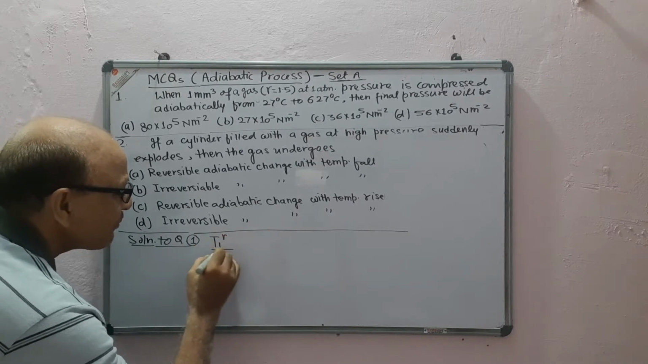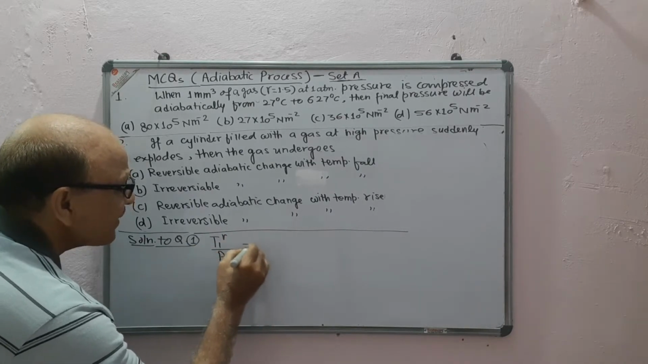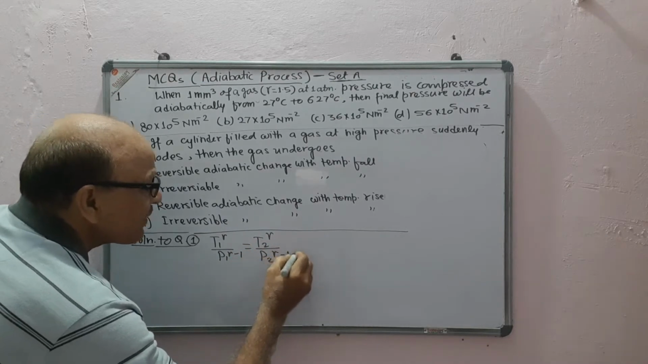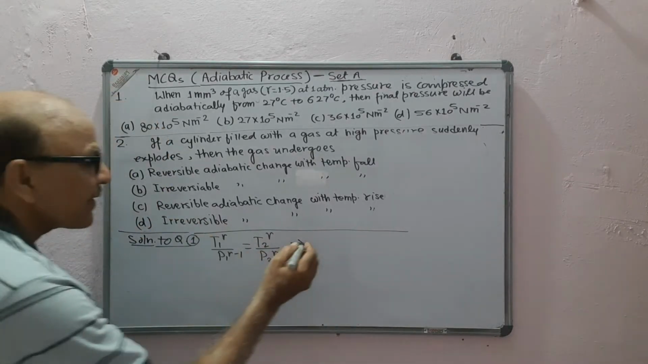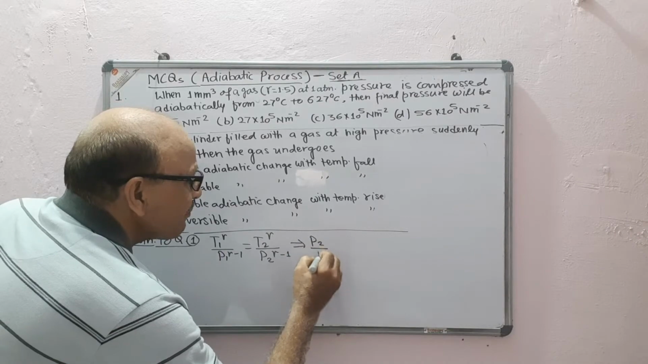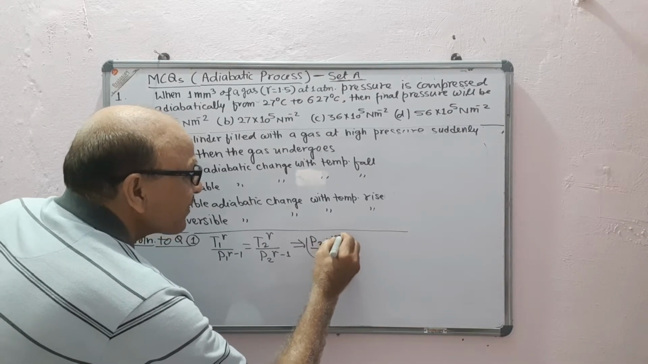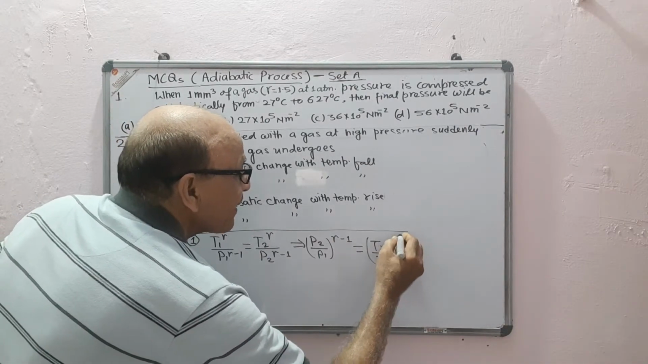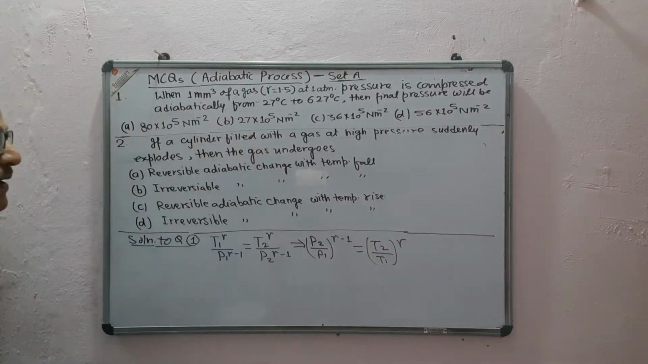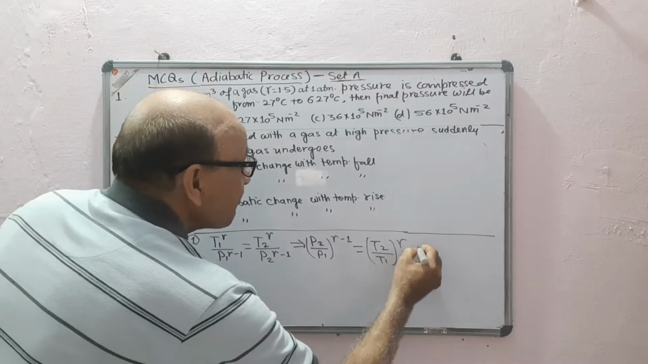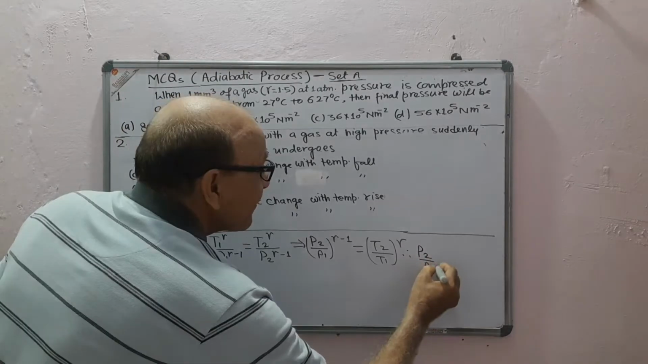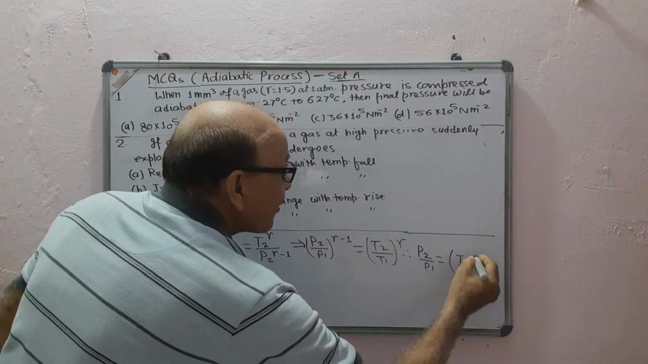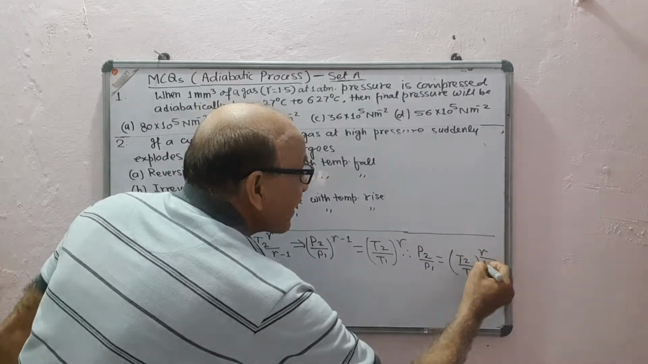You know T1^gamma upon P1^(gamma-1) is equal to T2^gamma upon P2^(gamma-1). So you can write (P2 upon P1)^(gamma-1) will be equal to (T2 upon T1)^gamma, or P2 upon P1 will be equal to (T2 upon T1) whole power gamma divided by gamma minus 1.